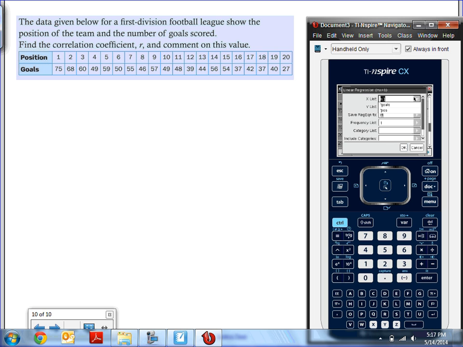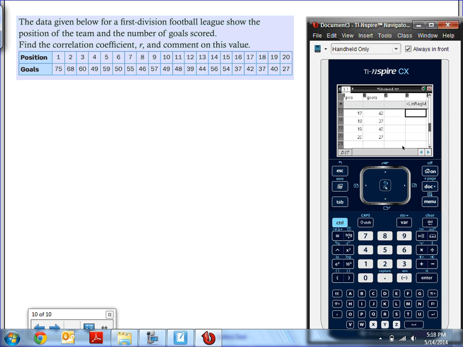Select your data. So our first variable is position. Our second variable is goals. We don't care where it saves the regression equation right now. Scroll down, it says it's going to paste the results into column C, and that's fine. We're going to go to OK and scroll up, because the data was pasted in way up at the top. And you'll notice we've got M, B, R squared, and R. Okay, so here's the R value that we have for this data.